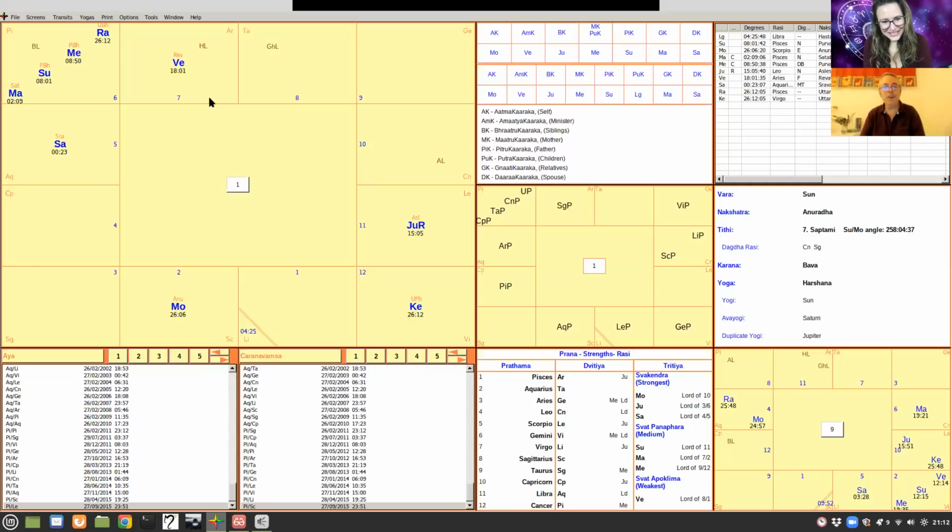So, her nakshatra is Anuradha. So Anuradha people, a big lesson for them is learning an appropriate sense of boundaries with other people, right? They can merge completely with another person.